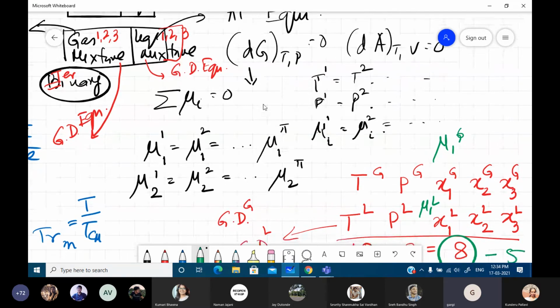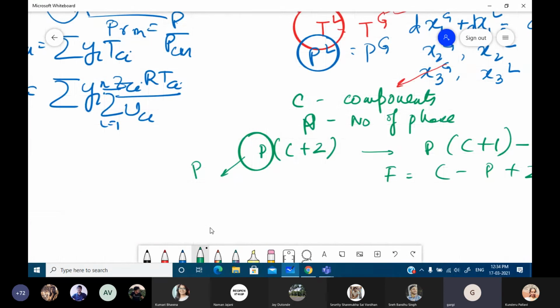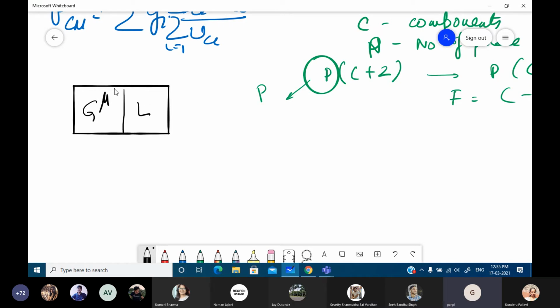Right. Now suppose we take both of them together. Again, to make matters simple, suppose we take up a single component. We are repeatedly going to a single component just because it is easier to understand. Once you understand a single component, you can just extend the same to binary and to multiple components. We know that when these two are in equilibrium, the mu of the gas phase has to be equal to the mu of the liquid phase, right?